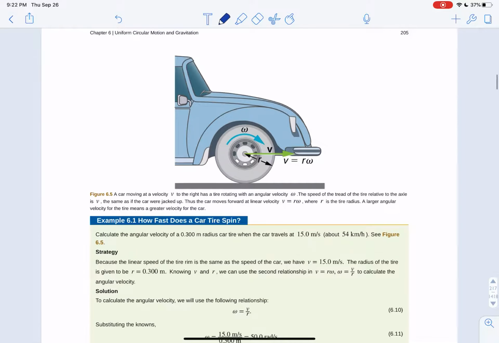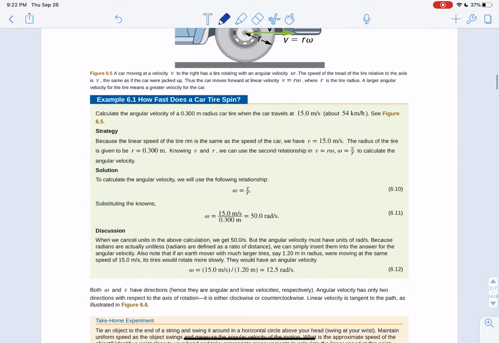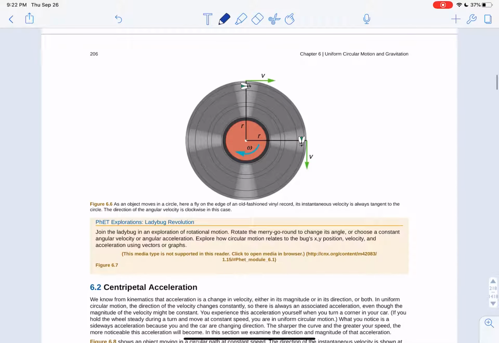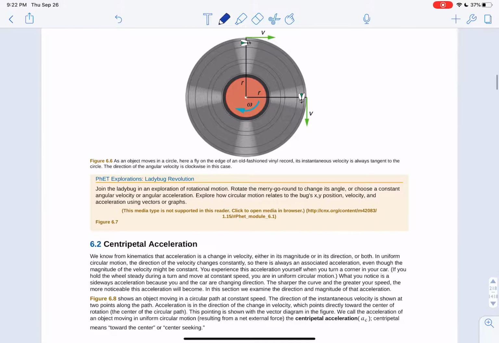Okay, so yeah, we have a car wheel here, for example. Read through that example, and you've got a record player and a fly on it for some reason, moving around.